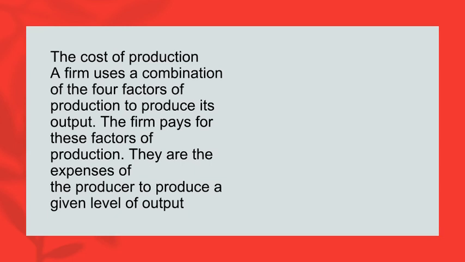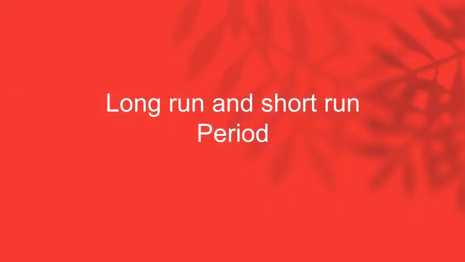In the production process, economists usually define two periods of time, the short run and the long run. The short run is that period when it is not possible to vary the quantities of all the factors of production used in the production process. In the long run, it is possible to vary all factors of production.